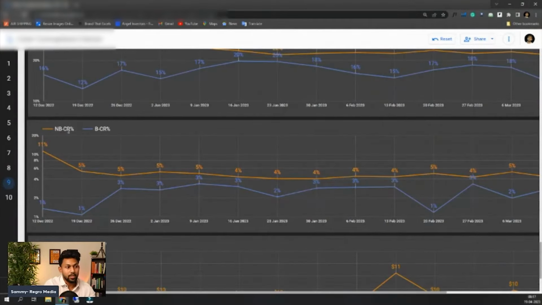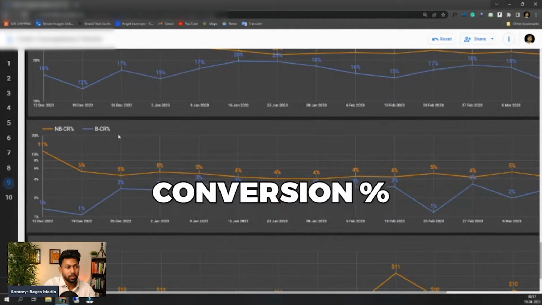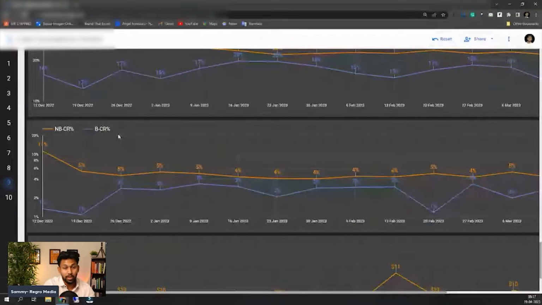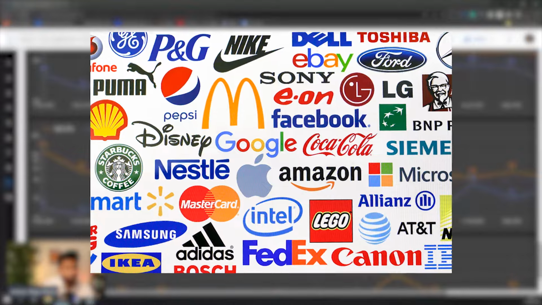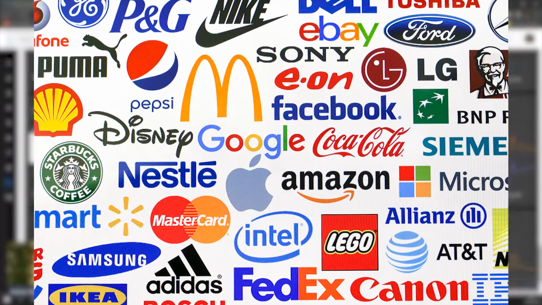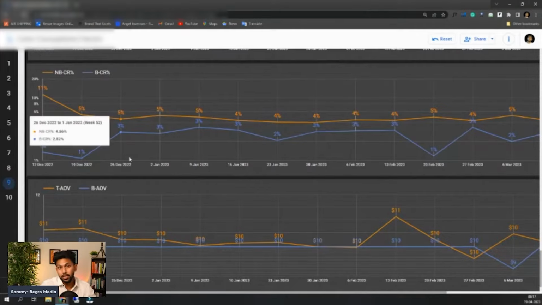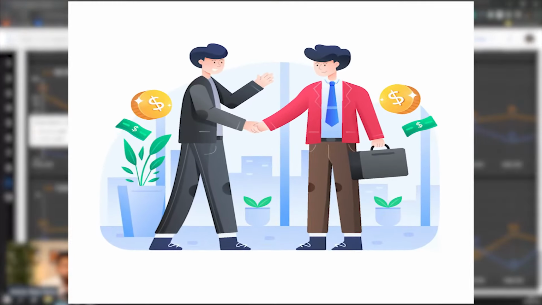And here you can see the non-branded CR percentage, conversion rate percentage, and your branded conversion rate percentage, so that you can compare how the market is performing, how the other products are performing other than your brand, and how your brand is performing. So if you make any changes in PDP or your ads targeting, you can probably see the difference here.